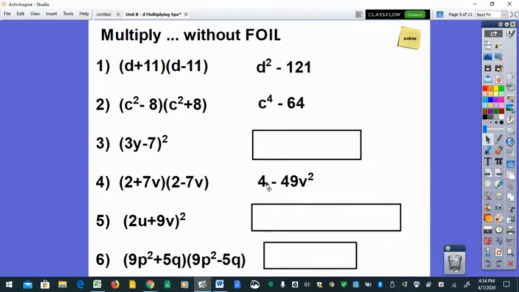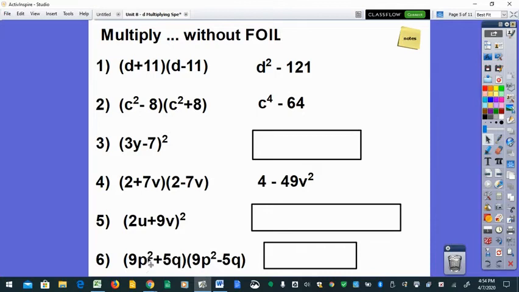Notice that this one is not written in standard form. If we were going to write that in standard form, we would put the negative 49v squared in front of the plus 4. Any more? Yep, down here. They are identical but off by a sign.